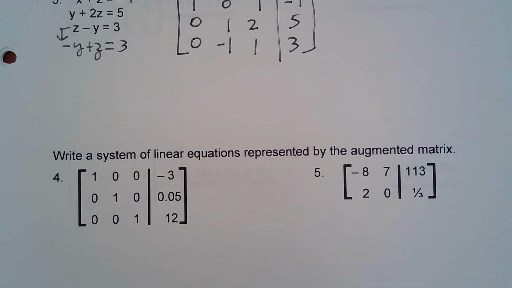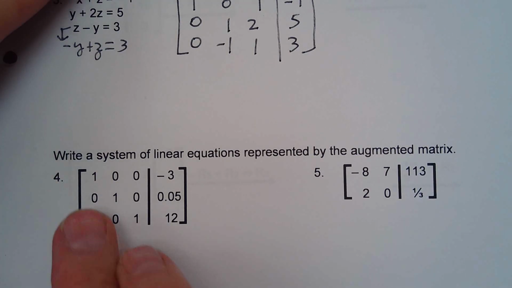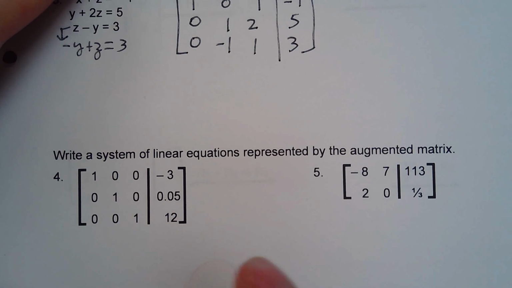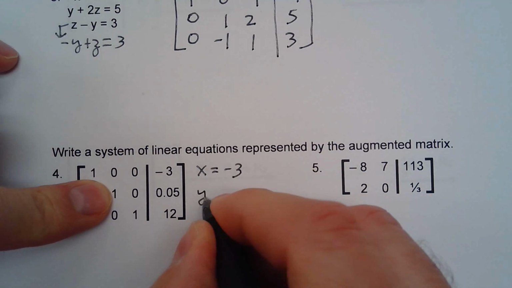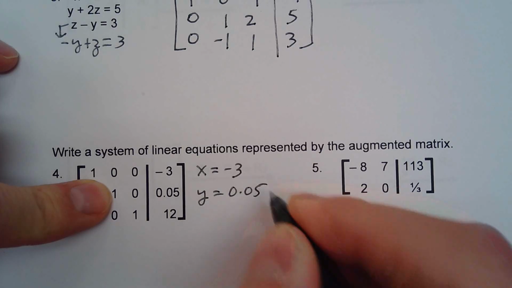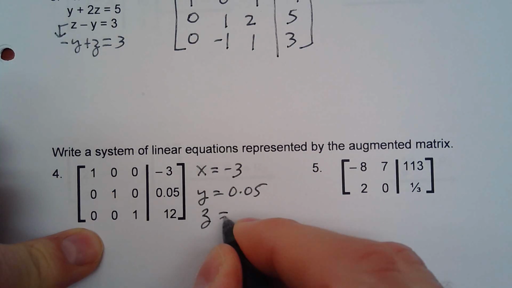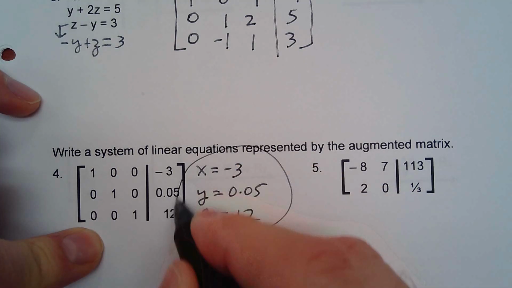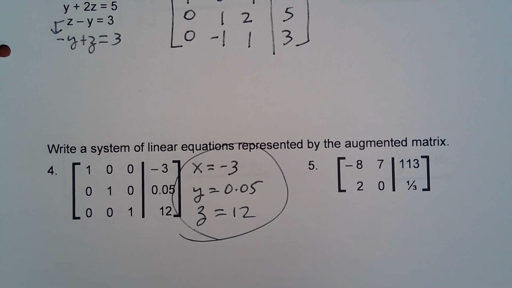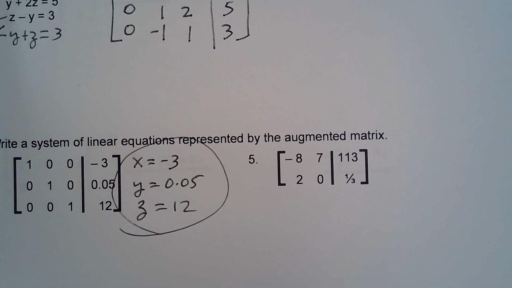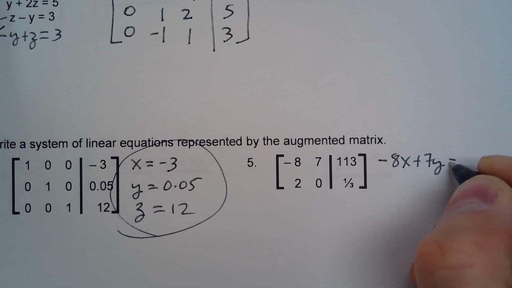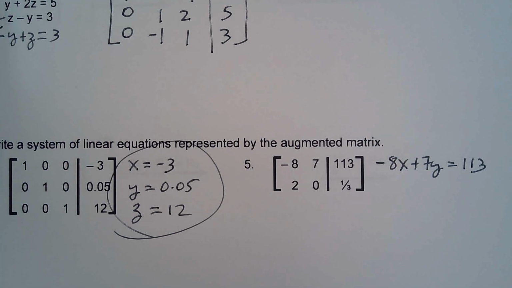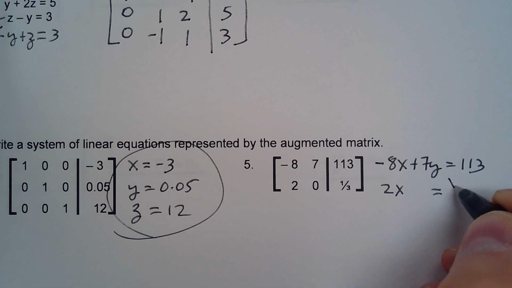Number 4 and 5, we're going to go backwards. So this would translate into x equals negative 3, y equals 0.05, and z equals 12. This would translate into negative 8x plus 7y equals 113, and 2x, no y, equals 1/3.